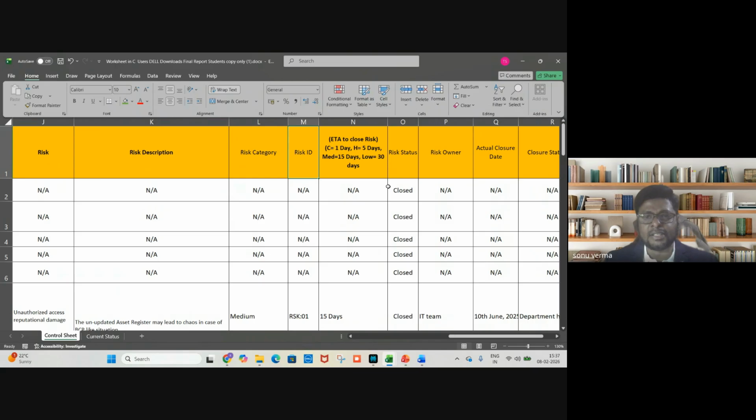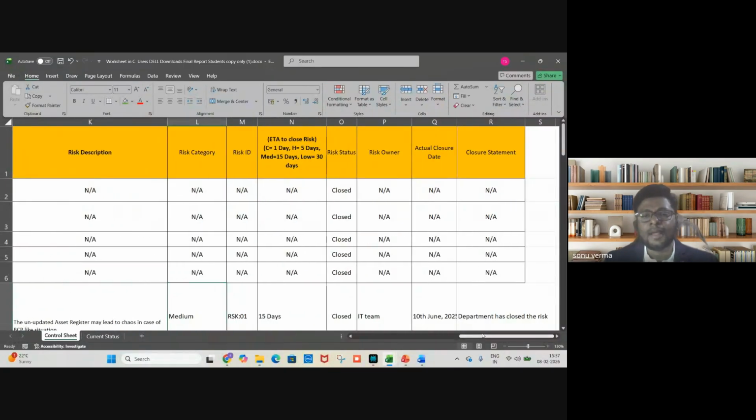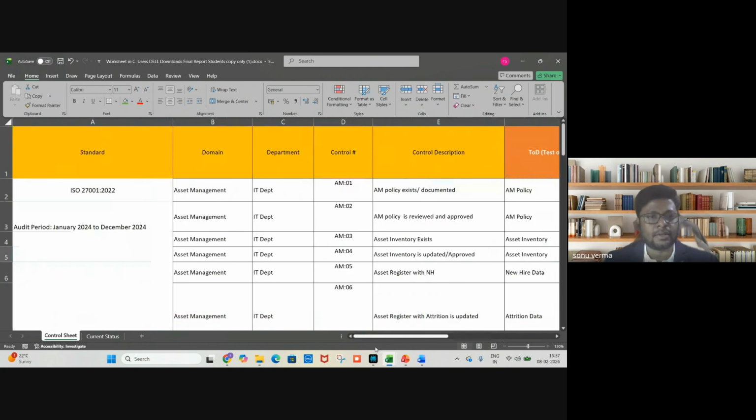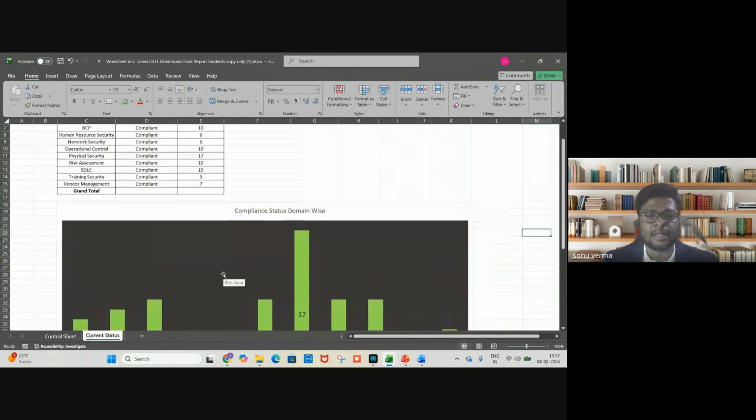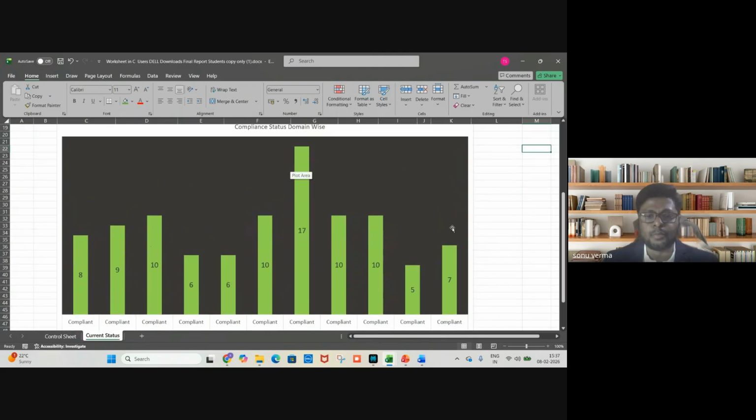Okay, writing the ETA after categorizing the risk among low, medium, high and critical. How to assign the risk status, how you will be closing the risk, how you are going to write the risk owner, and what the closure statement is. Once this is done, okay, this is a complete 36 hours of the training. Then I will teach you how to create the dashboards, okay, complete dashboarding. And then I will teach you how to present this report to the management team.